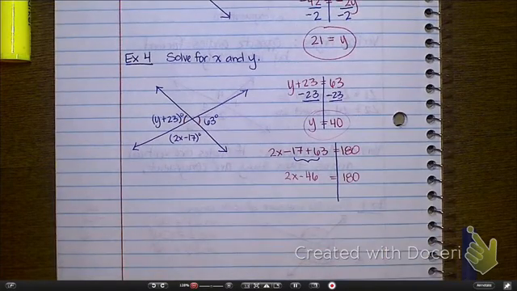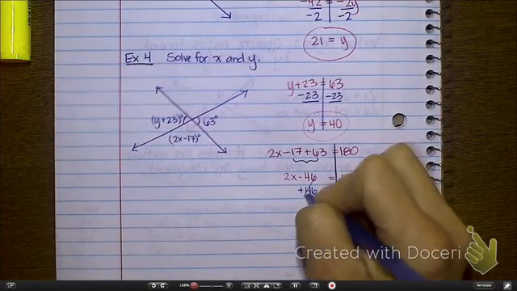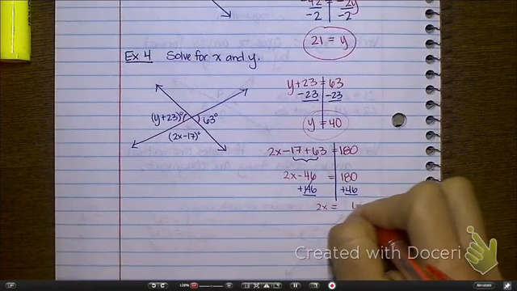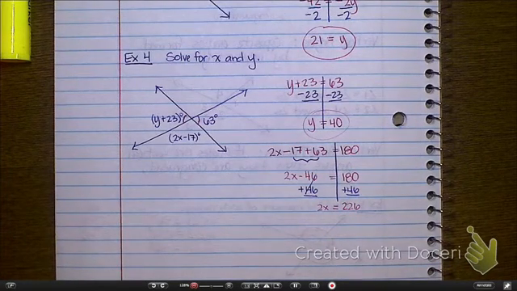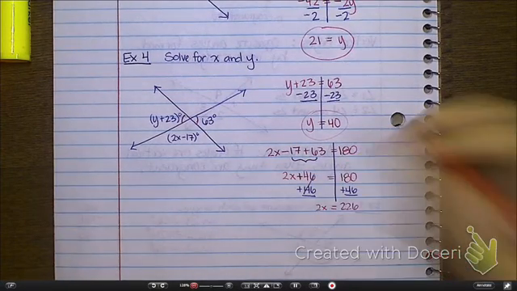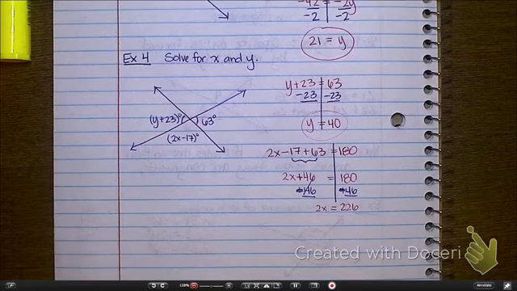And let's go ahead and add. 2x equals 226. Oh, thank you. Yes, sorry about that. This should be a positive, right? And then this should be a minus. So we should be subtracting. Thank you, Arlene, for catching that.